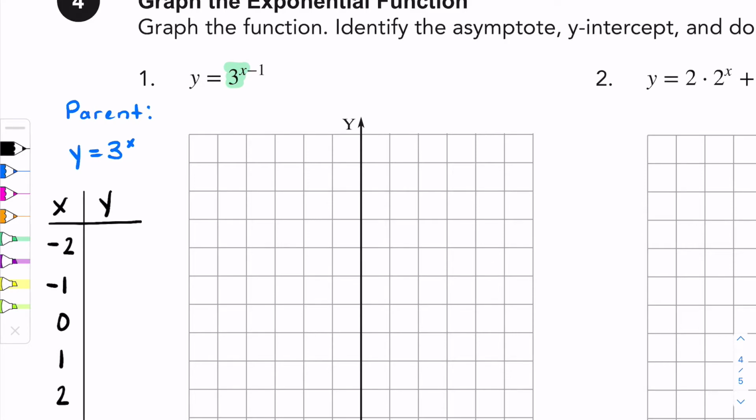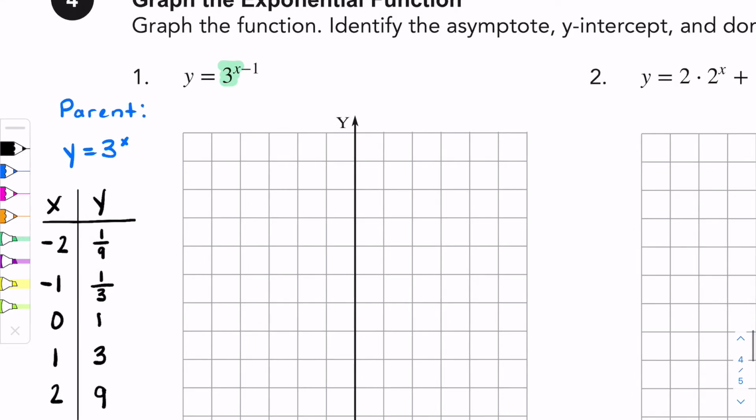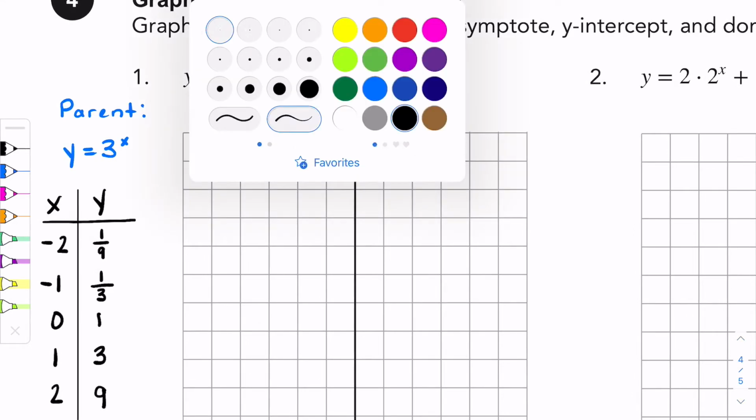If you test -2, 3 raised to the power of -2 is the same thing as 1 over 3 squared, which is 1 over 9. 3 raised to the power of negative 1 is 1 over 3. 3 raised to the power of 0 is 1. 3 raised to the power of 1 is 3. And 3 raised to the power of 2 is 9. So I'm going to graph my parent function.